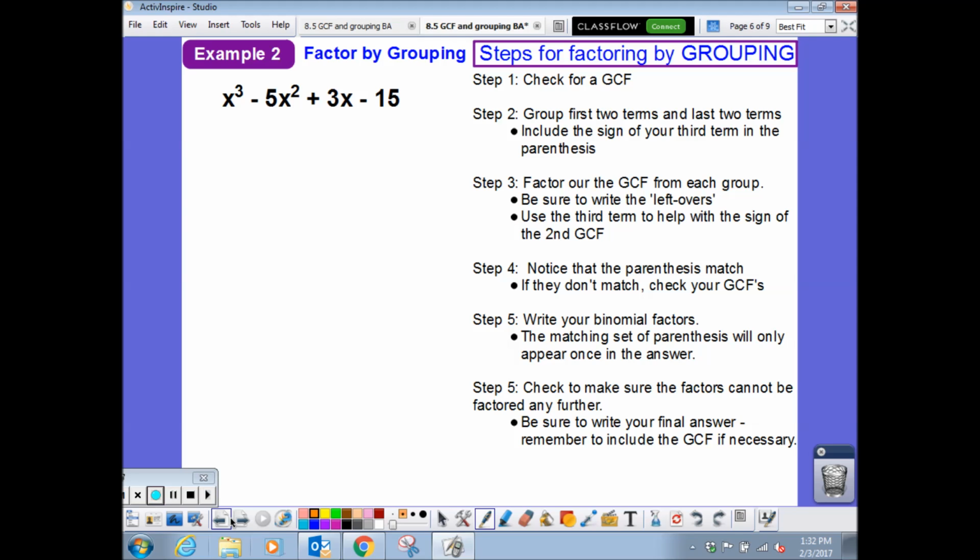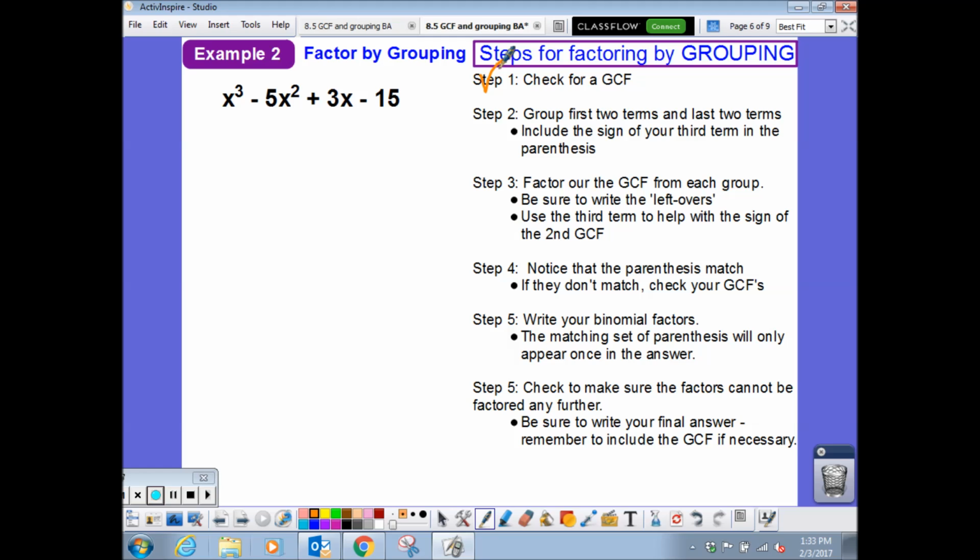So we're going to go through these steps. You can always come back to these steps if you need help. You're going to get a lot of practice on your homework. All right, so here we go. Step 1, check for a GCF. Looking at all 4 of these terms, is there anything they all have in common? Nope, doesn't look like it. Okay, so that is done.